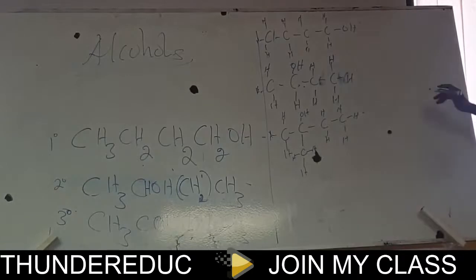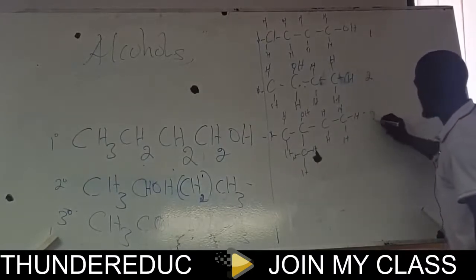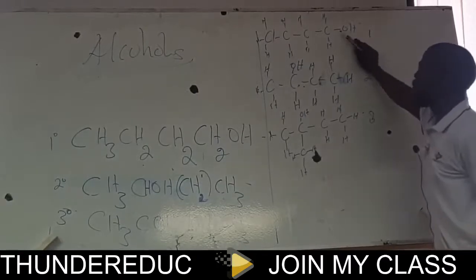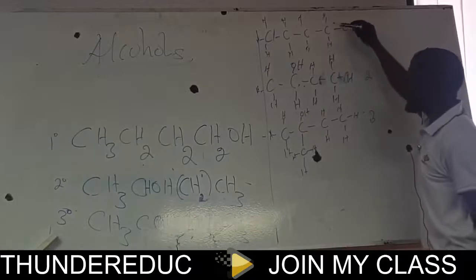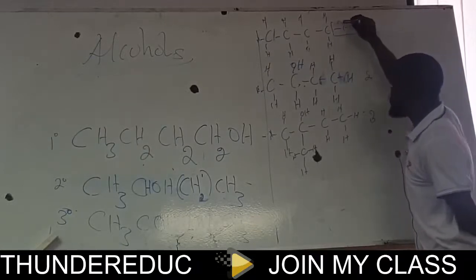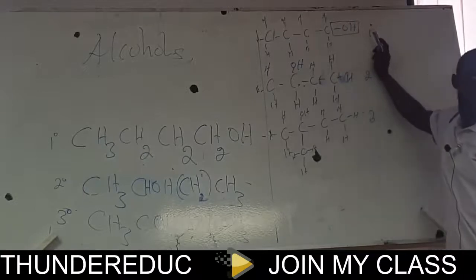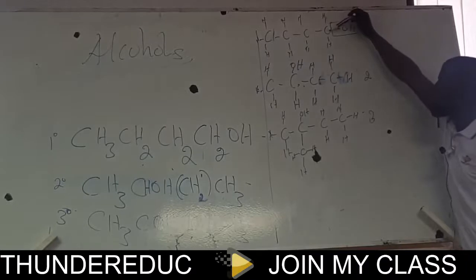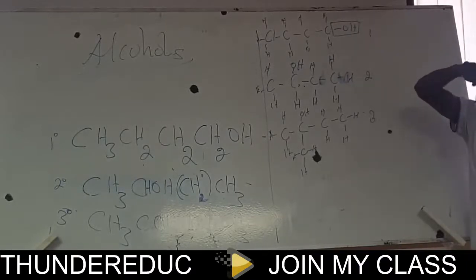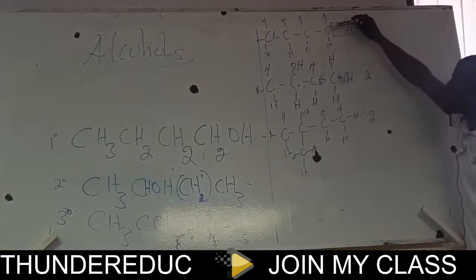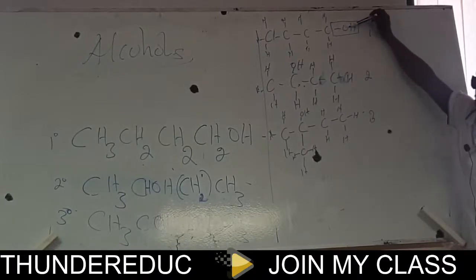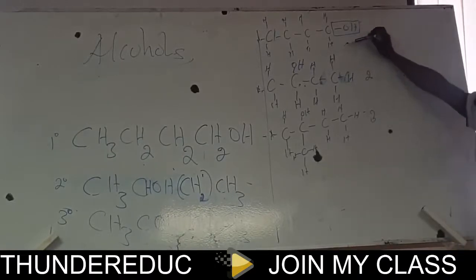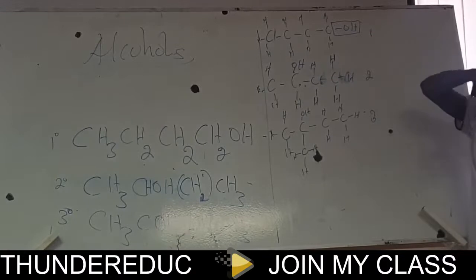Those are the three. This is primary, this is secondary, this is tertiary. Primary alcohol: the carbon atom with the functional group, the OH group, has two hydrogens. You remember? This is a class of alcohol whereby the carbon atom with the functional group has two hydrogens. Or you can define it in terms of carbon atoms.